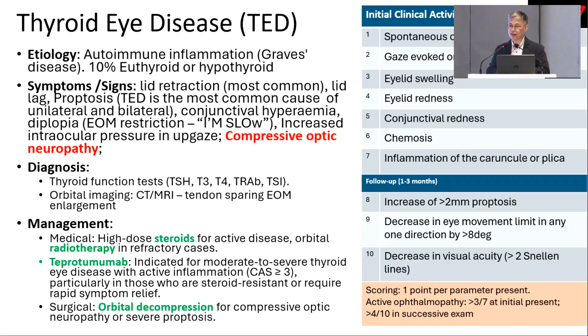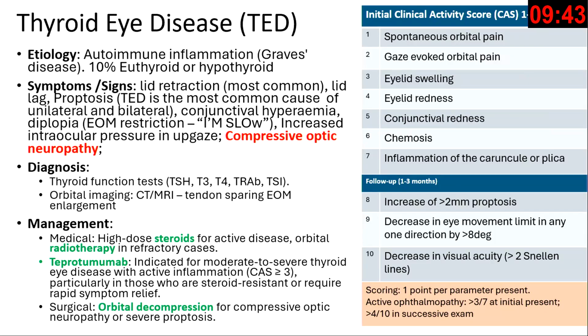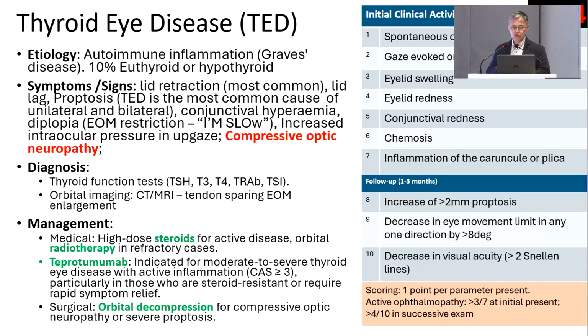Thyroid eye disease, and you can see a really nice write-up on this on iWiki, written by our very own Rashmin Gandhi. Rashmi, I attributed it correctly, right? Yeah, he's looking modest over there, right? But we know that this comes with autoimmune thyroid disease, but 10% can be euthyroid or hypothyroid, and I put there in red, compressive optic neuropathy.